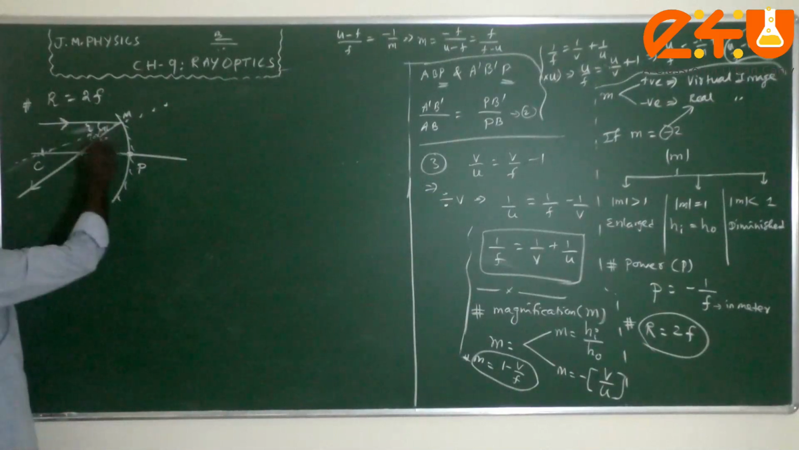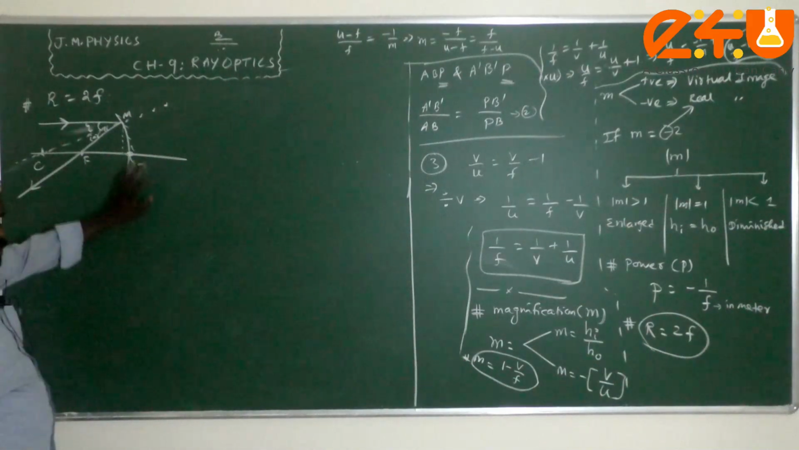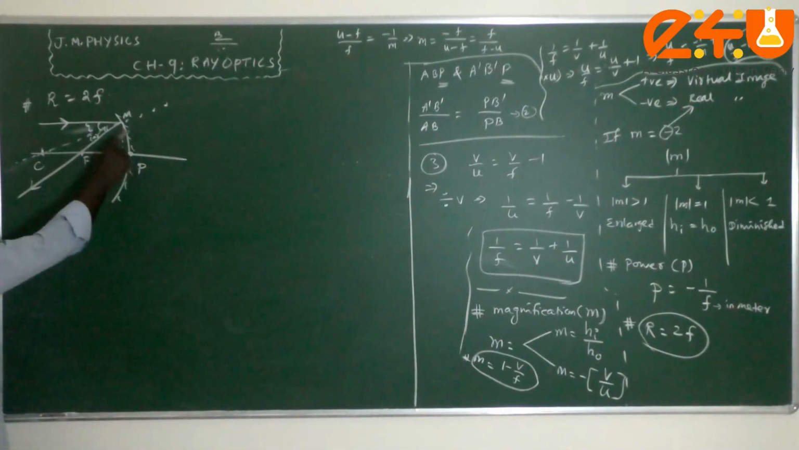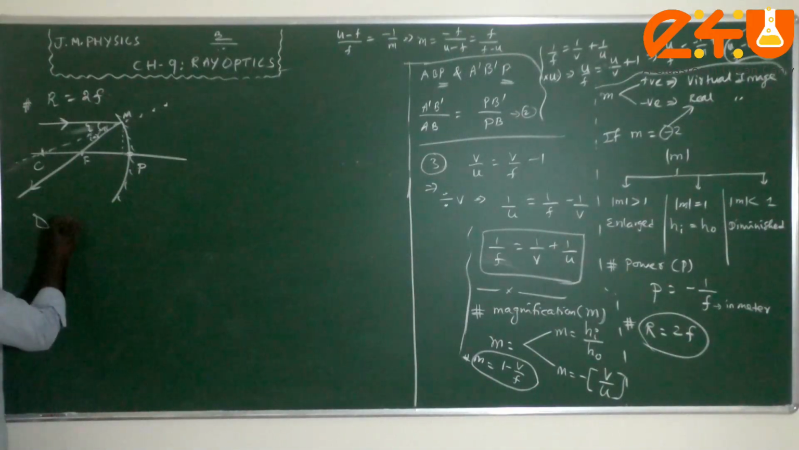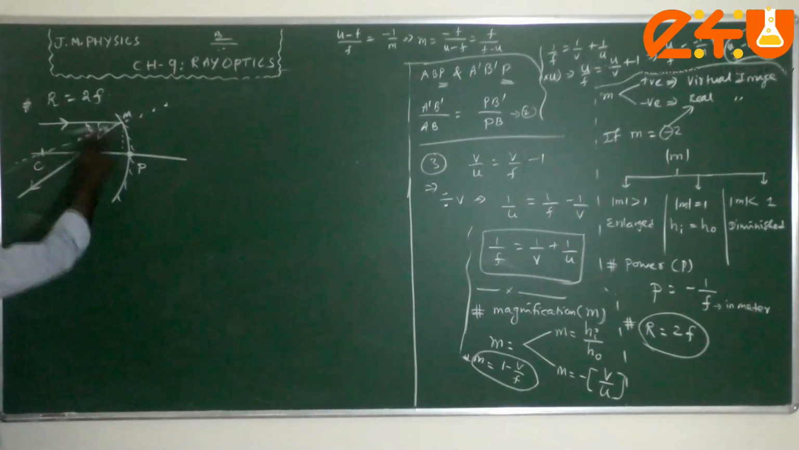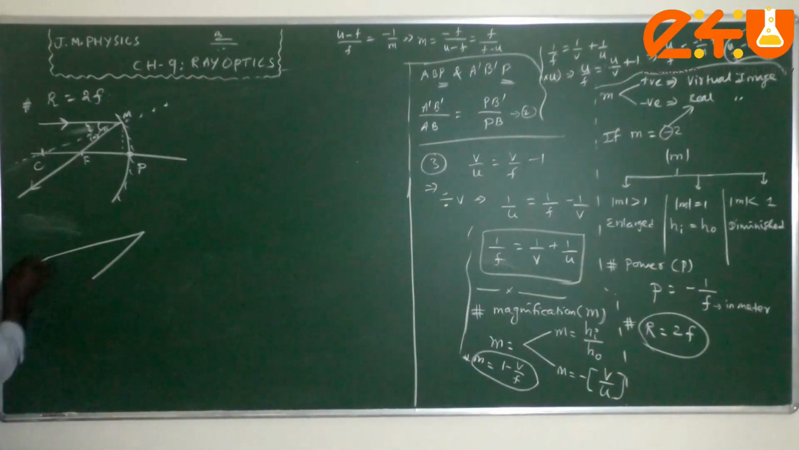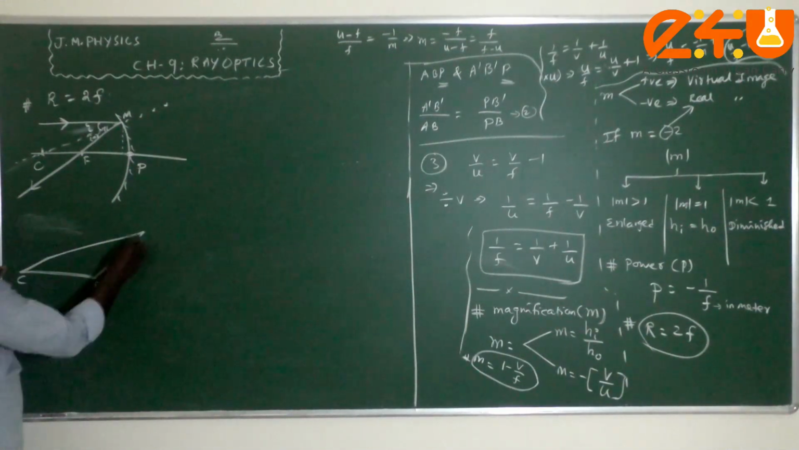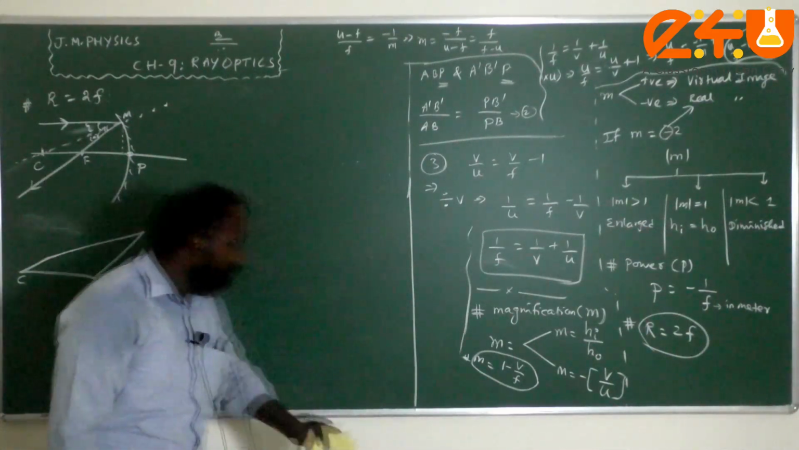For small paraxial rays, this may be assumed to be a straight line. So now consider that we are getting two sets of triangles. One is the right angle triangle. For your better understanding, I can draw the diagram once again. This is the triangle we get. This is C and this will be F.